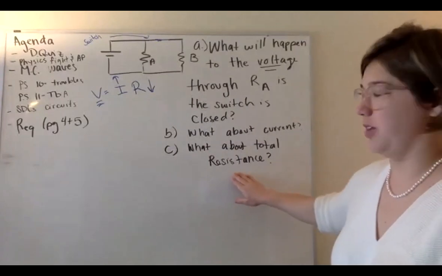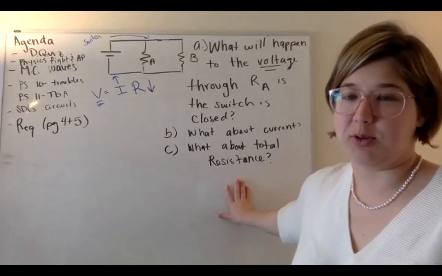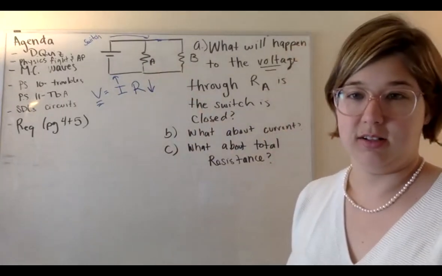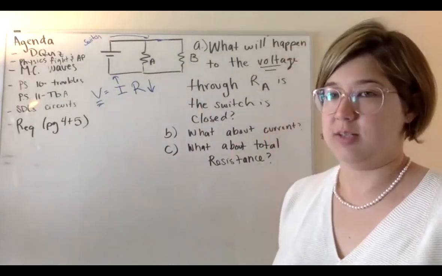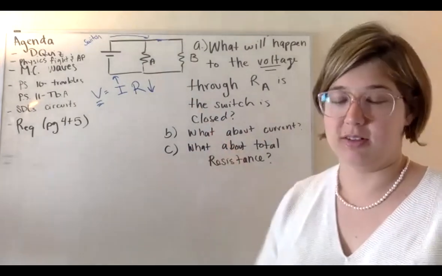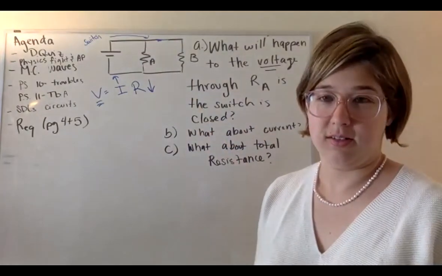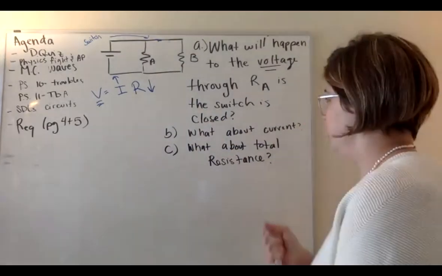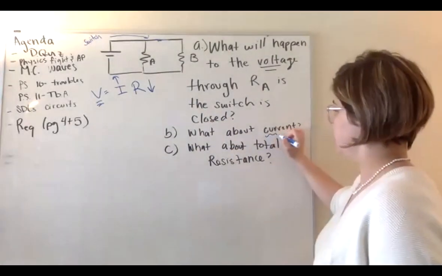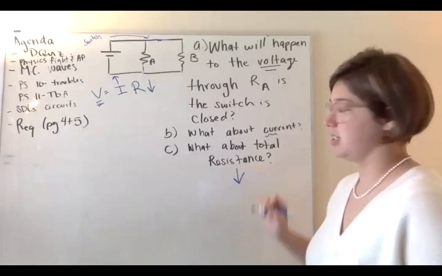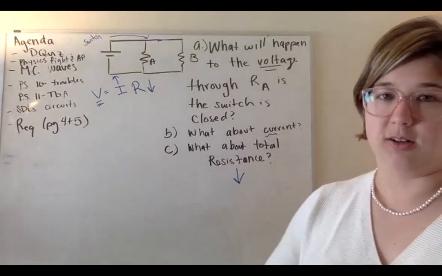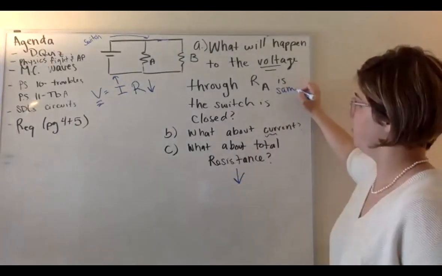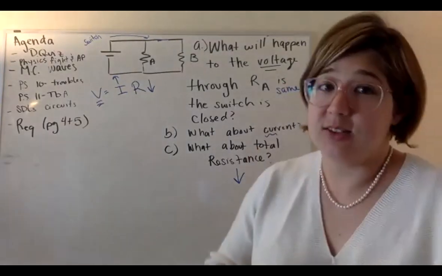All right, and so I sort of answered number C already. What's going to happen to our total resistance if we add something in parallel? Is my resistance going to go up or down? All right, down. And so current is kind of confusing, but the total resistance will absolutely go down when we add something in parallel. All right, so that's it for the daily quiz.